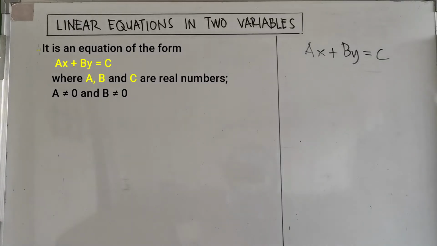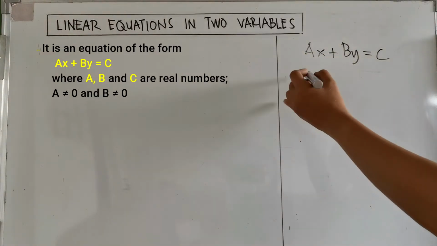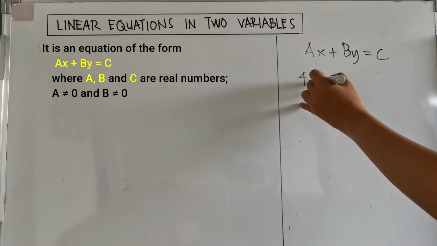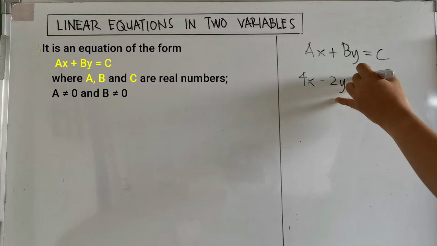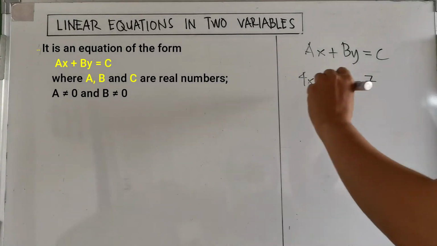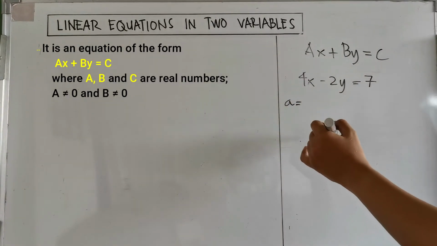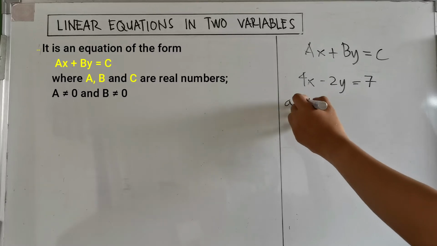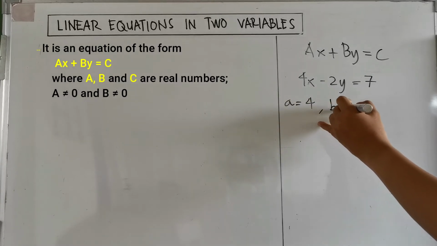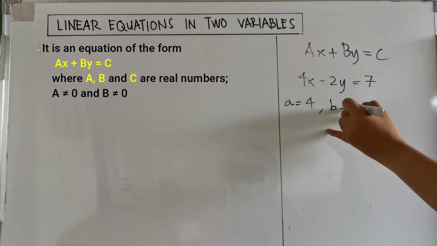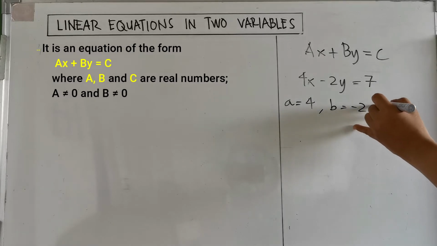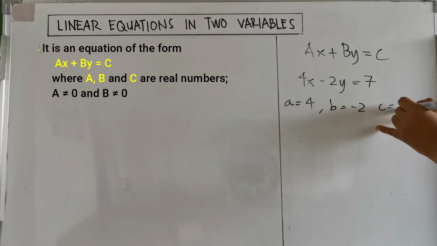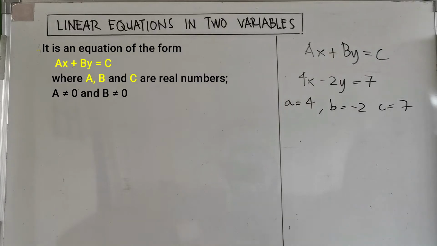So, bigay tayo ng example. Halimbawa, I have here 4x minus 2y equals 7. So, kaya identify natin ano ang a natin dito. We have 4. And our b is yung coefficient ni y, negative 2. And yung ating c is positive 7. So, yan lang yung pag-identify ng values ng a, b, and c, given yung ating equation.